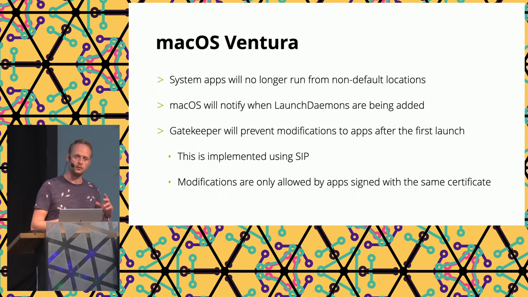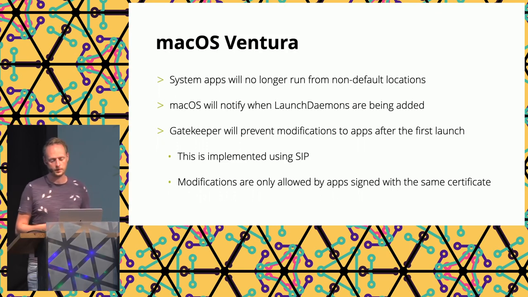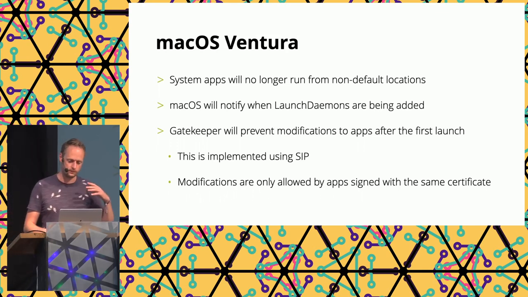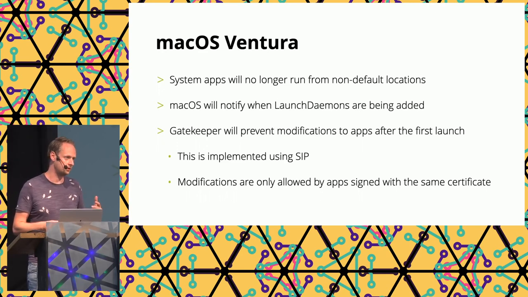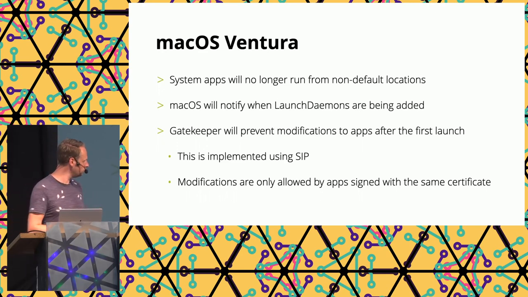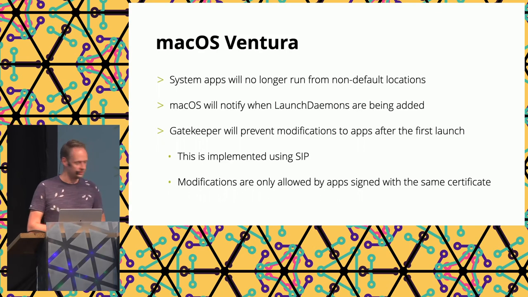And most importantly, Gatekeeper will now prevent modifications to apps after the first launch. Typically, Gatekeeper will only be used at the initial launch, so the first time the application is launched, but now Gatekeeper will prevent modifications even after the application has already been started once. This is implemented using SIP, and modifications to apps are only allowed if the app that is making the modification is signed with the same certificate as the app you want to change. So this means that apps can update themselves, but no other apps can make changes to other apps. There is a whitelist for this.